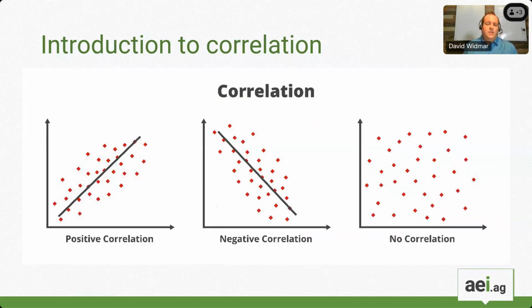So let's talk a little bit about correlation. Correlation is often the way we think about diversifying investments. And correlation is simply a measure. It spans from -1 to +1. And it tells us how related are the performances of two comparable items.